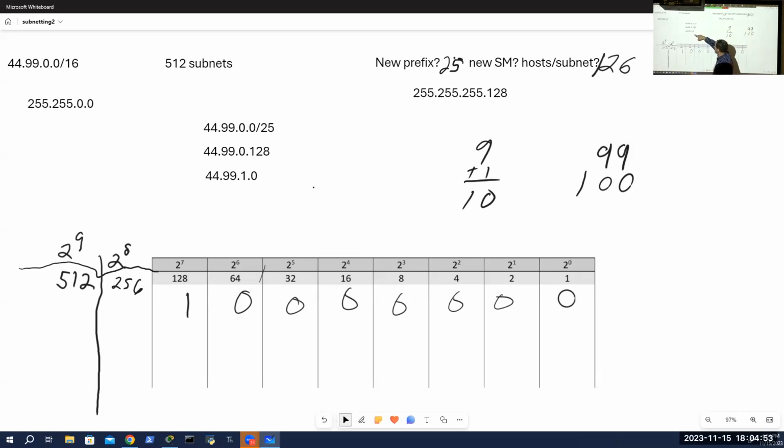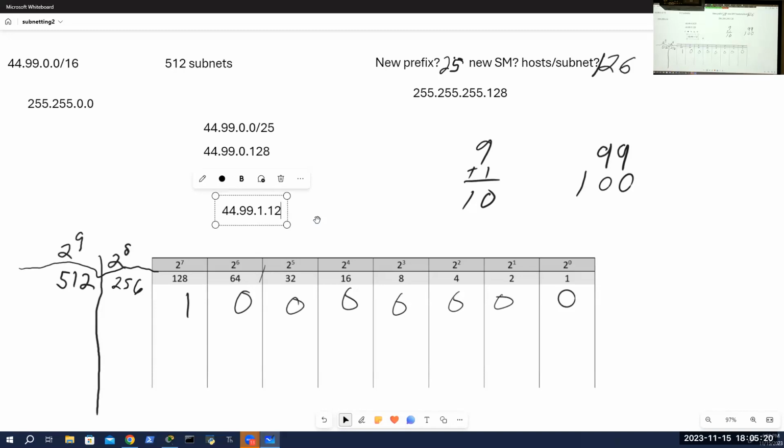We add 128 to 128. Since 256 is sort of like 10, we put the 0 down, carry the 1, and we get 1.0. And then we just do the same thing. We add 128 to get the next one. So what's our next subnet? Dot 1.128. Exactly.